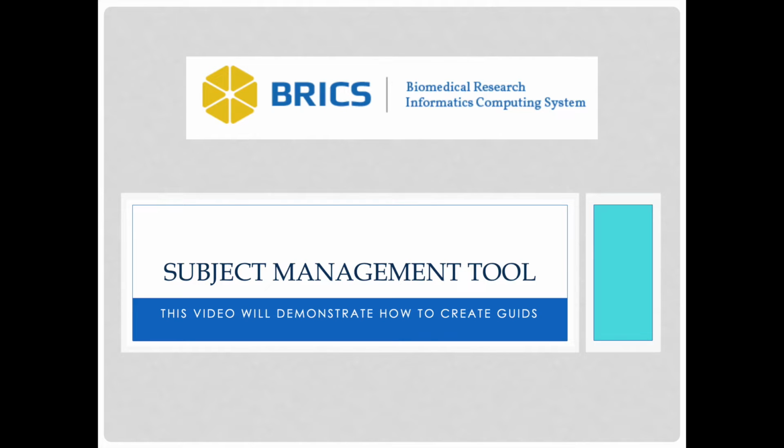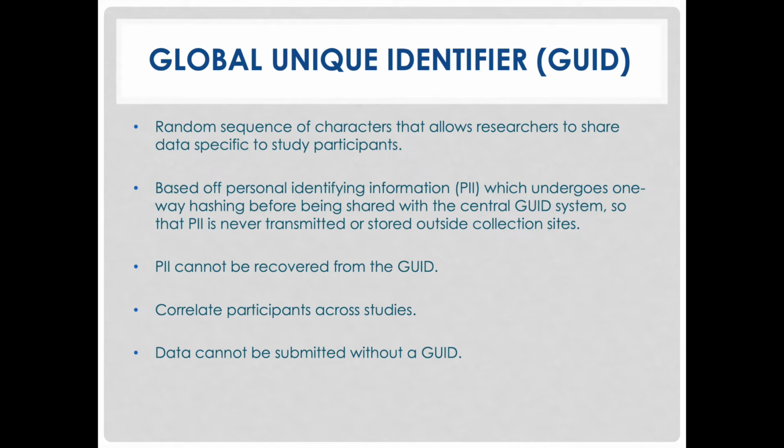This video will explain what a GUID is and demonstrate how to create GUIDs using the Subject Management Tool. The Global Unique Identifier, or GUID, is a random sequence of characters that allows researchers to share data specific to study participants. Personally Identifiable Information, or PII, undergoes one-way encryption or hashing before being shared with the centralized GUID system as hash codes. Those hash codes are stored in the database and associated with the randomly generated GUID.